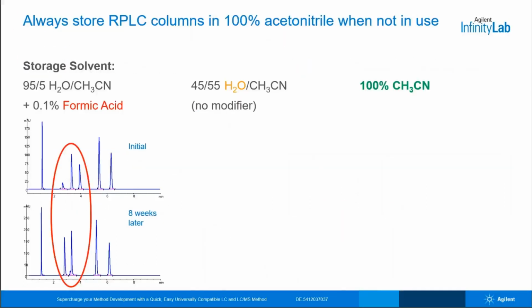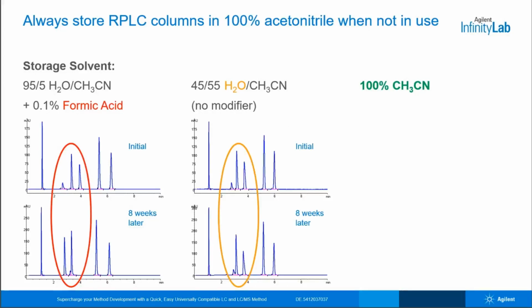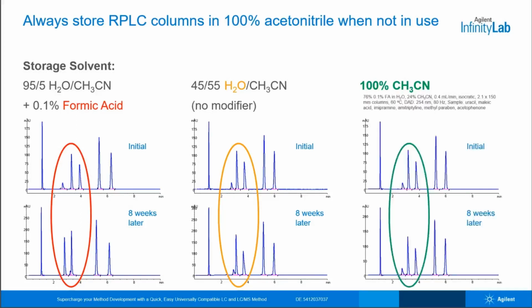For this discussion of formic acid, you should also be mindful of how to store your reverse phase columns. If you store columns in formic acid mobile phase, retention times may shift, and even water has a small effect. But if the column is stored in pure acetonitrile, it will be reproducible time after time. So please always store your reverse phase columns in 100% acetonitrile.